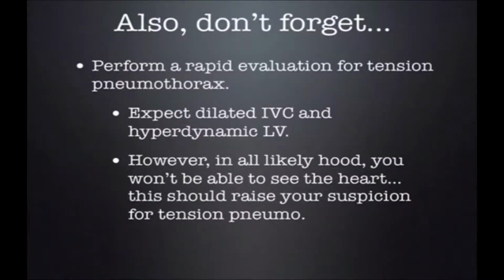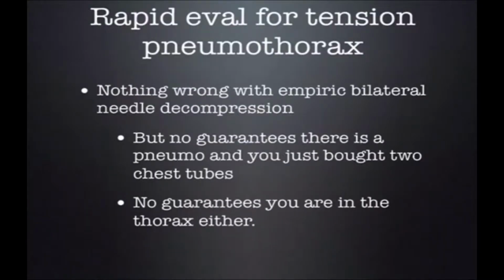Now, one part I'd like to add here at this juncture is an evaluation for pneumothorax. On your differential diagnosis for obstructive shock is tension pneumothorax. In this case, you would expect a dilated IVC and a hyperdynamic LV. But in reality, you're probably not going to be able to see the heart at all, because of the air that fills the thorax. Ultrasound waves don't travel well through air, so in all likelihood you won't be able to see the heart. If you notice that you're having trouble getting a good image of the heart and the clinical scenario fits, you should have a high index of suspicion for pneumothorax.